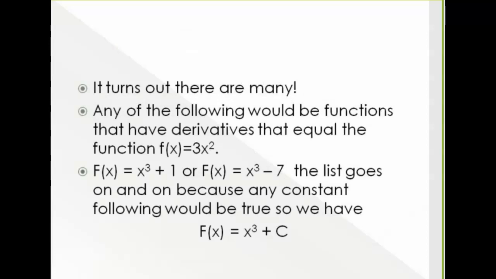It turns out that there are many antiderivatives to the following function. So capital F of x could be x cubed plus 1. It could be x cubed minus 3. The list goes on and on. So what we do in calc is we give it this general plus c that stands for any constant in the world. So the antiderivative becomes F of x equals x cubed plus c.